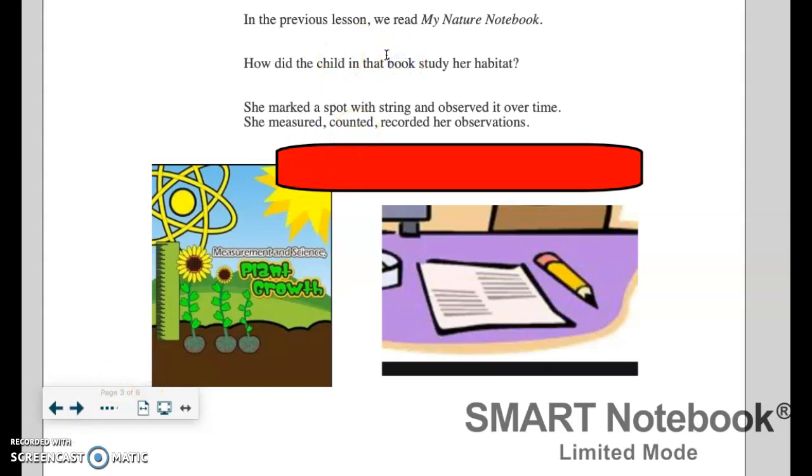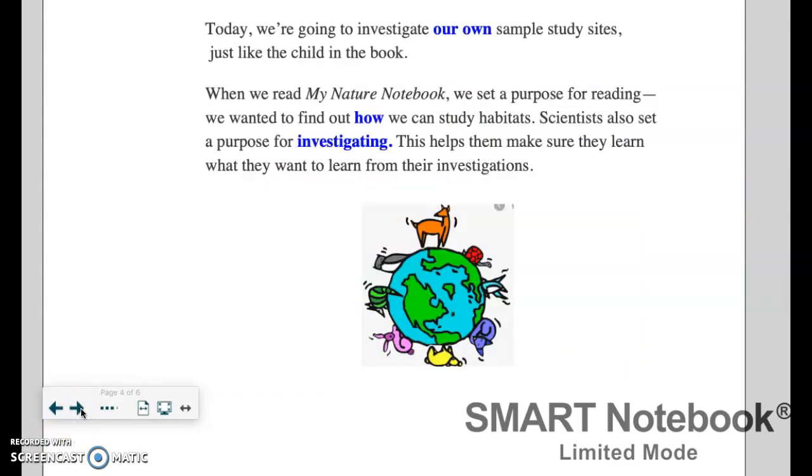And in the last lesson, we read My Nature Notebook. And how did the child in that book study her habitat? We know she marked a spot with a string and observed it. Remember, she watched it over time. She measured, she counted, and she recorded her observations. When you record your observation, you write it down. You make a record of it. So today we're going to investigate our own sample study sites, just like the child in the book.